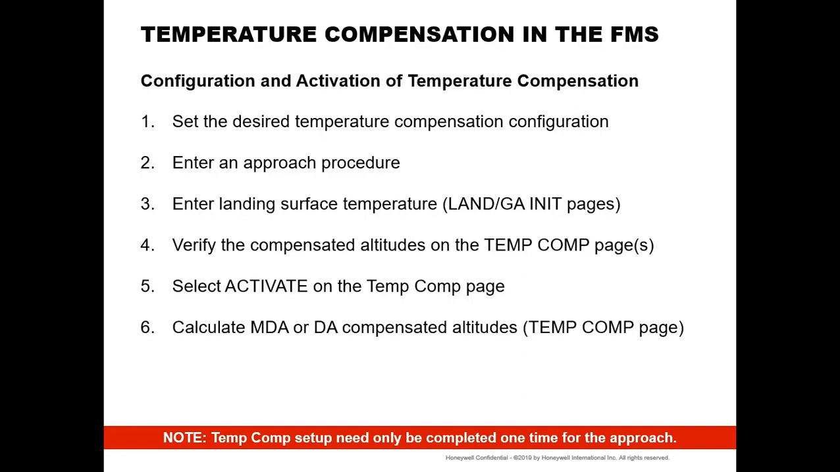Then you'll select Activate on the temp comp page. And since either the minimum descent altitude or the decision altitude will have to be entered manually, calculate either of those compensated altitudes. And finally, activate the compensated altitudes for either the minimum descent altitude or the decision altitude.